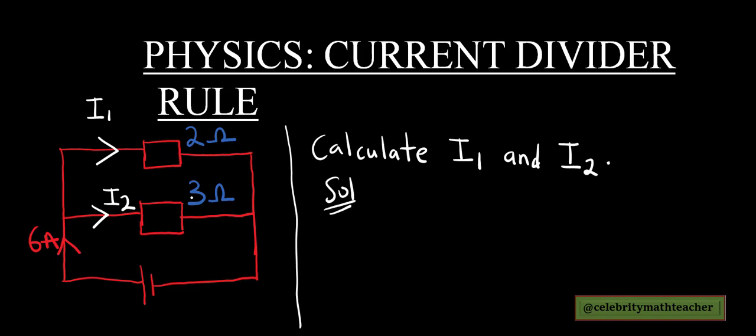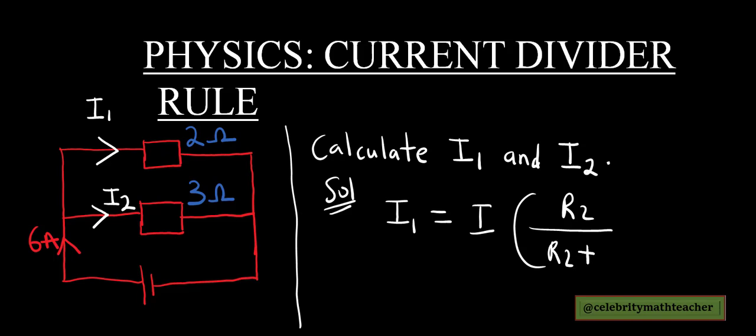We have to write our formula for I1. I1 is equal to the main current I multiplied by, since I1 is flowing through R1, then we're going to pick resistor R2. Okay, that's how the formula is laid out. So R2 over R2 plus R1. In my previous video I showed you how this current divider rule was obtained.